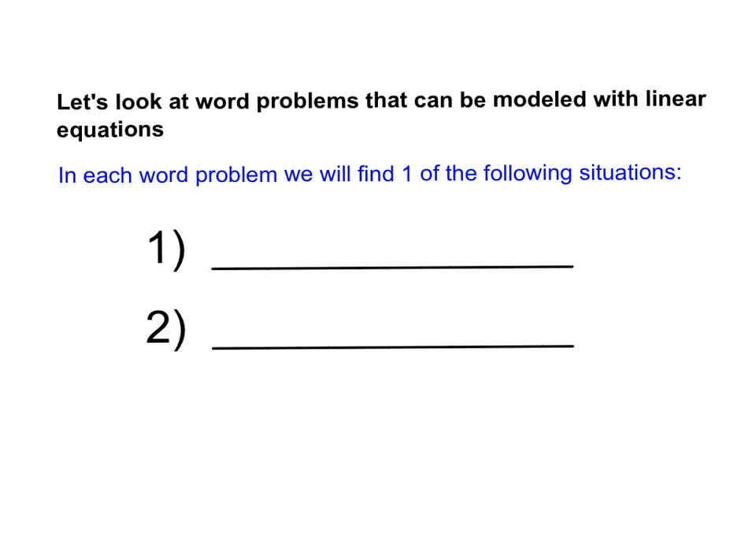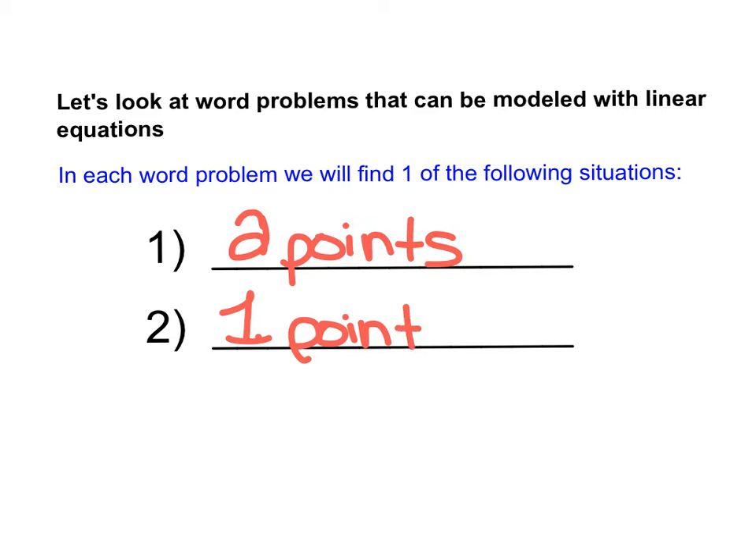The first situation that we might see is we might be given 2 points. So we might be given 2 points that are on that line, and we'll have to write the equation using those 2 points. The other situation we might see is we might be given 1 point and the slope. So notice how in one situation we have 2 points, and in the other situation we have 1 point and the slope. And we'll be talking through how we write the equations for these different situations, as well as talking about how we are going to find those pieces of information within that word problem.